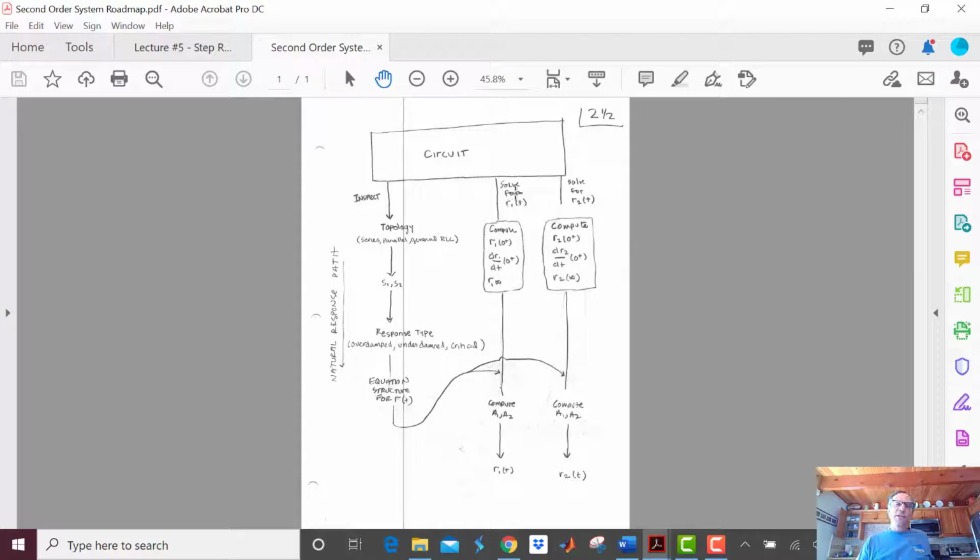So we were asked for R1 of t. Compute our initial conditions and final conditions for R1 of t, mix in the equation structure in S1 and S2, and compute A1, A2, you've got R1 of t. And same thing for R2. Compute your particulars here for R2 and then throw the natural response in there.